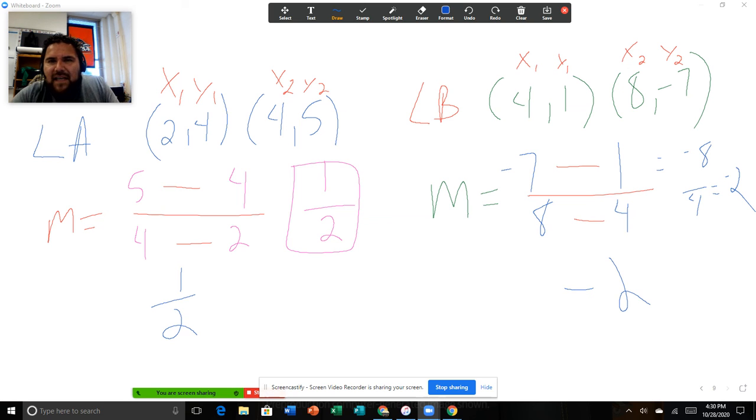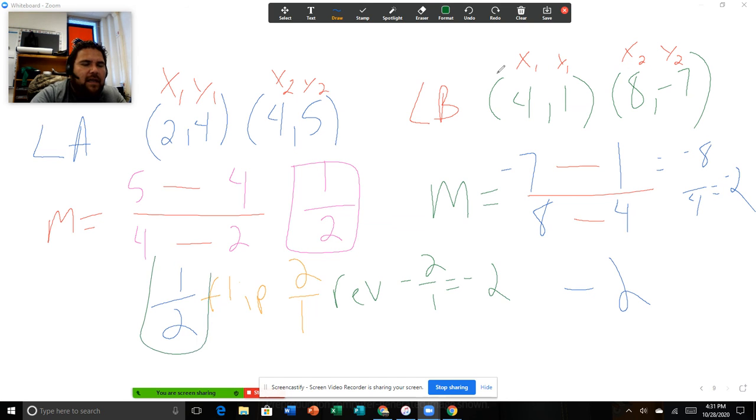Well, they're not the same, so they're not parallel. How do I tell if they're perpendicular? Let's do the opposite reciprocal. The opposite reciprocal of 1/2 means we flip it. So let's flip 1/2. We get positive 2 over 1. Now let's reverse positive 2 over 1. That gives me negative 2 over 1, and negative 2 over 1 is equal to negative 2. So that means that line A and line B are perpendicular.